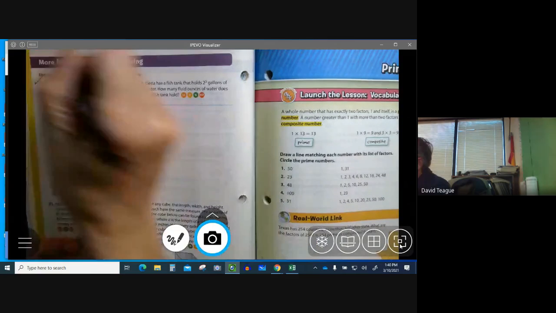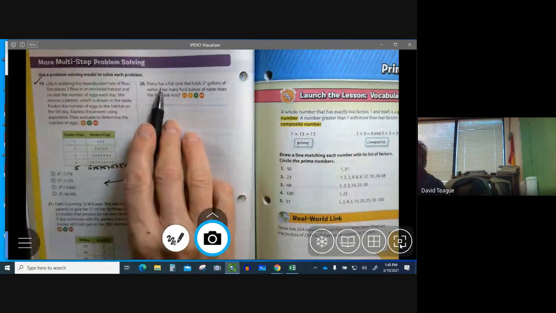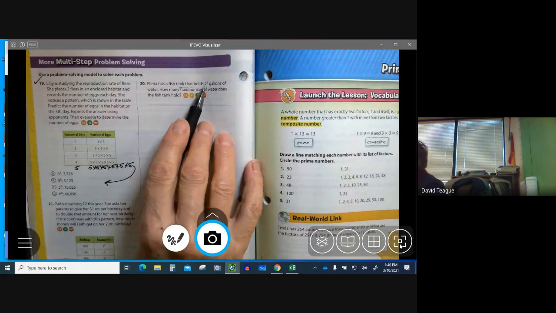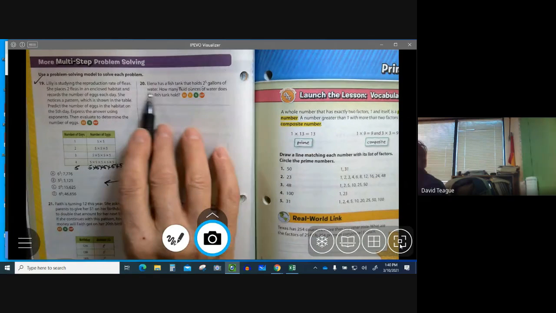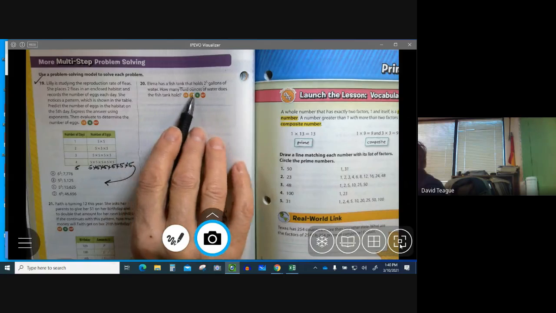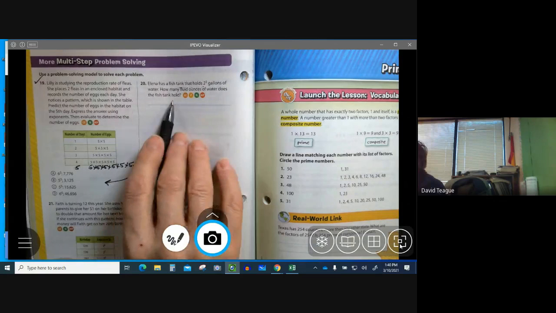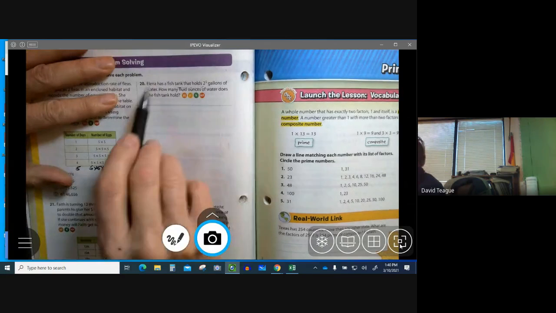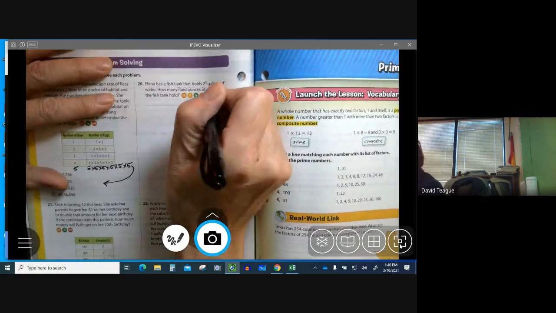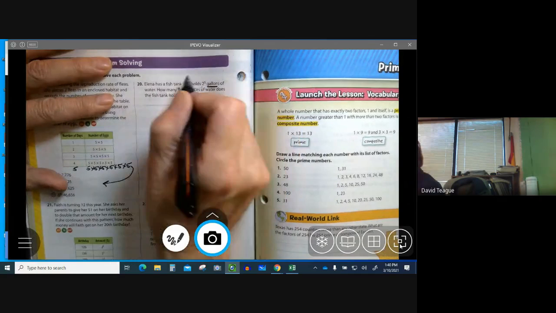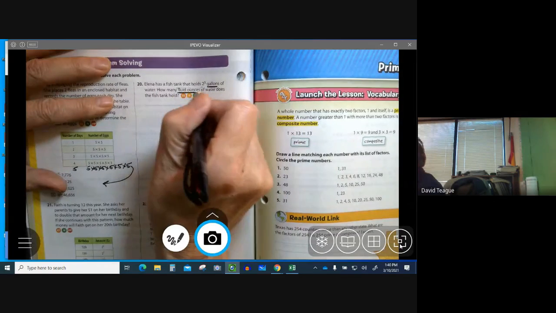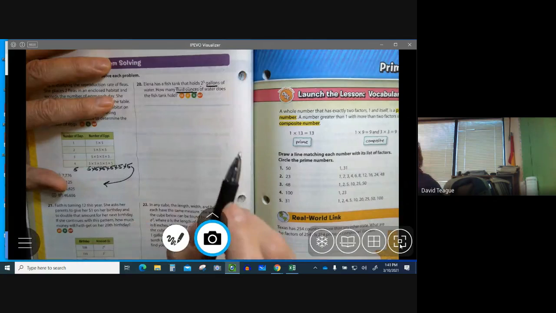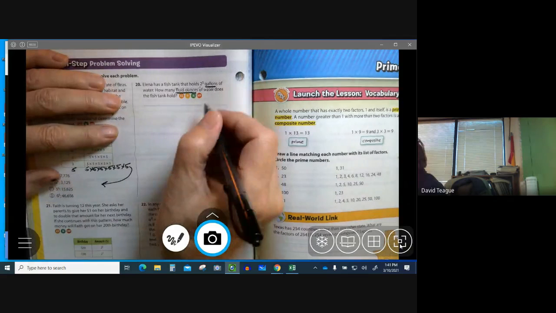Okay. That's 19. 20. Elena has a fish tank that holds 2 to the 5th power gallons of water. How many fluid ounces of water does the fish tank hold? So if you notice, we're talking gallons. We're starting with gallons here, but they want the answer in fluid ounces. So we're going to have to convert that measurement. But let's figure out how many gallons we have first.